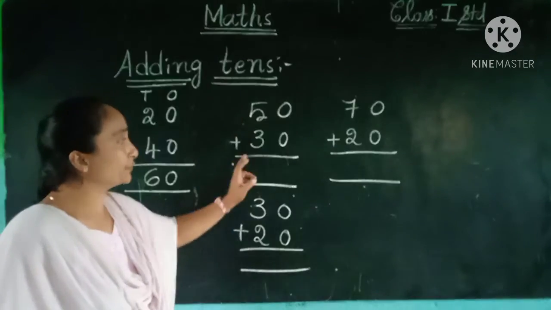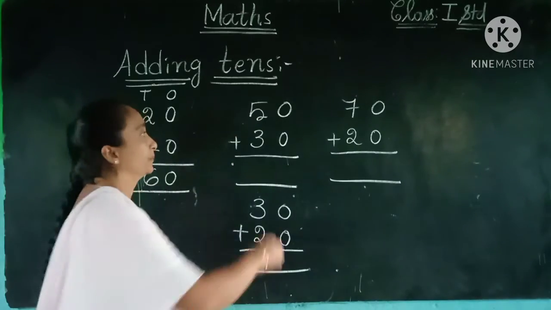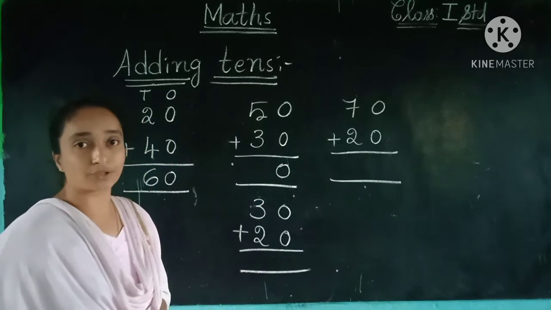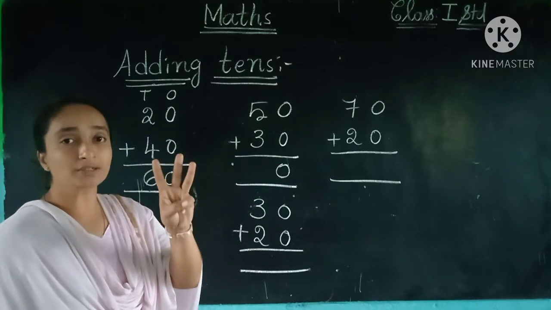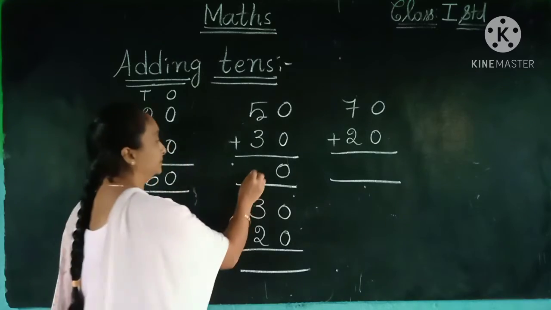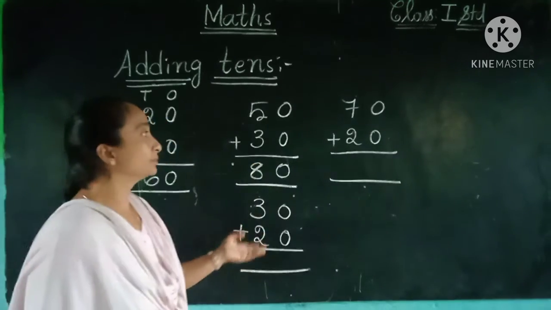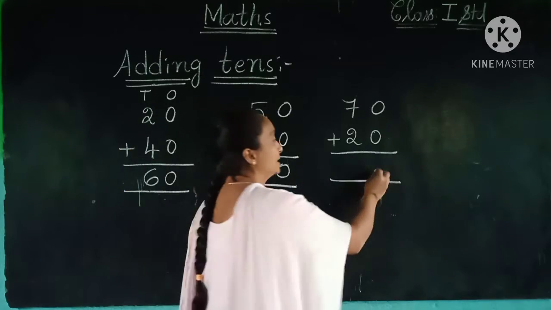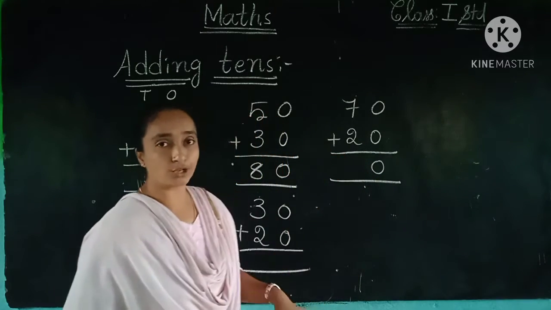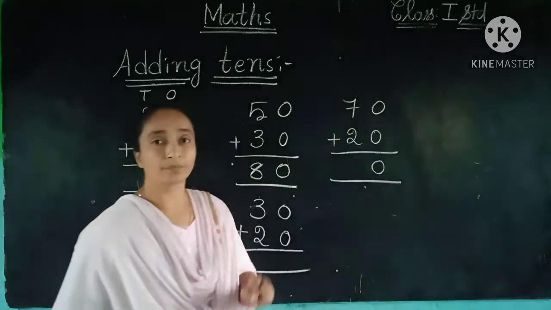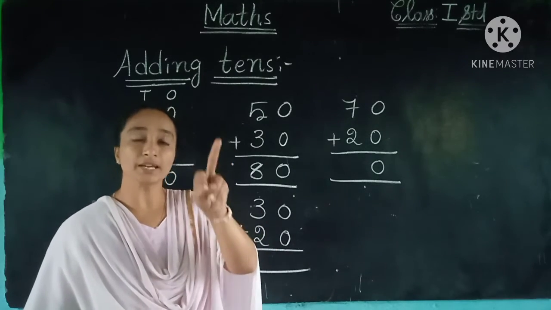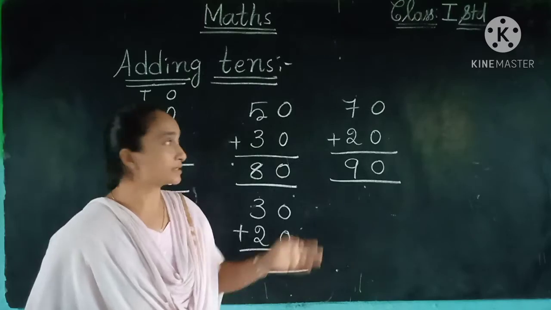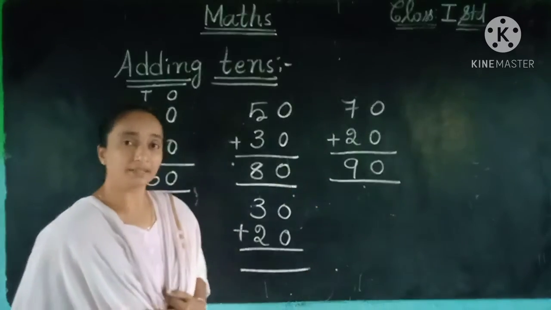Okay, children. So 50 plus 30, how much? 0 plus 0, 0 will come here. 5 plus 3 only we have to add. So 3, after 5, 6, 7, 8. 80. And again 70 plus 20. The ones are 0, so 0 plus 0, 0 ones, and 7 plus 2. 2, after 7, 8, 9. So 9 tens, 90 rupees. 70 rupees plus 20 rupees, 90.